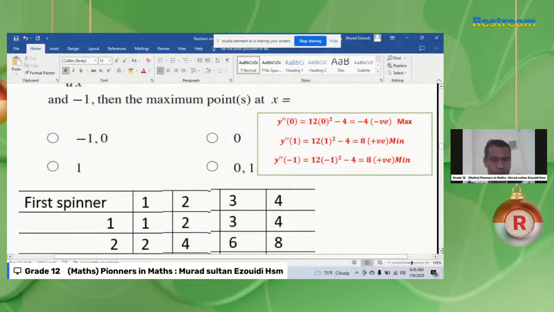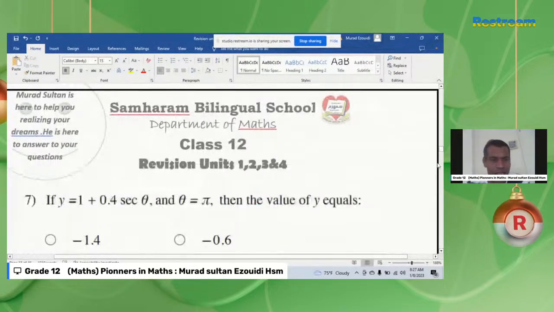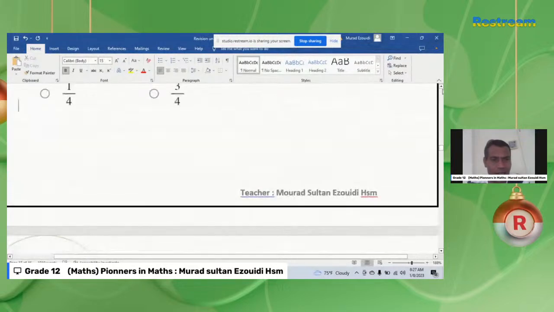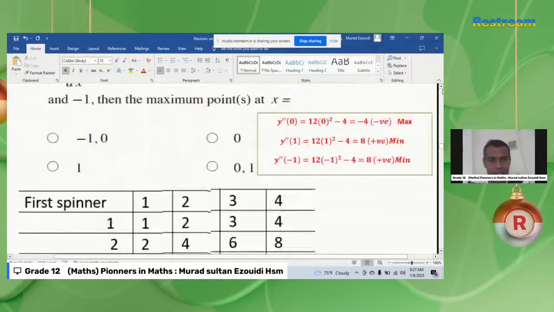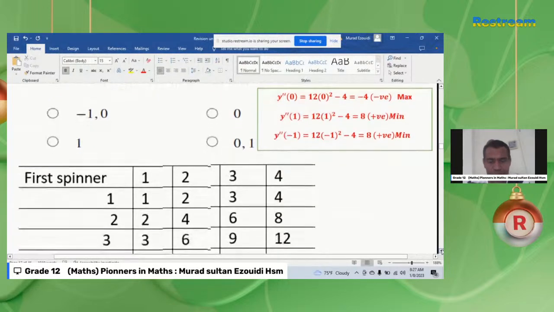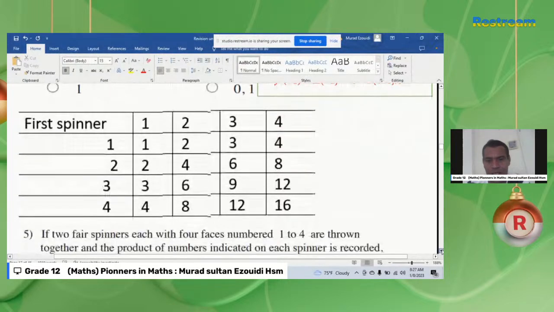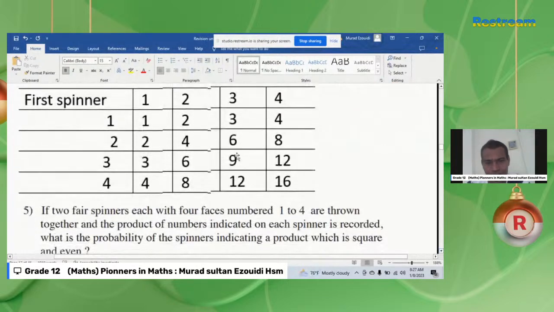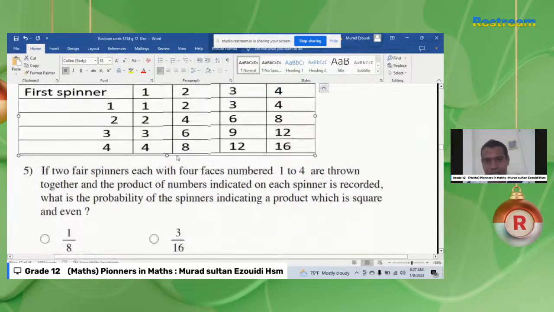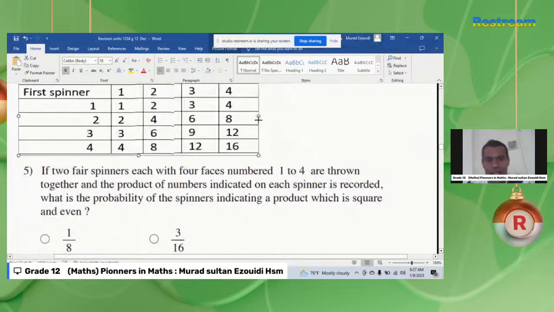If we go back, the question is looking for the square numbers. I will make this small, so that it is clear.